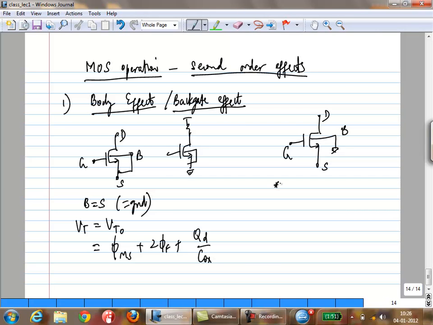What do you find in this case? So fundamentally what happens is your depletion region width gets wider because you're effectively increasing your reverse bias voltage. Look at your source, it's connected to a higher potential than your bulk. So you're basically increasing the reverse bias on your junction, which means your depletion region width is going to get larger.